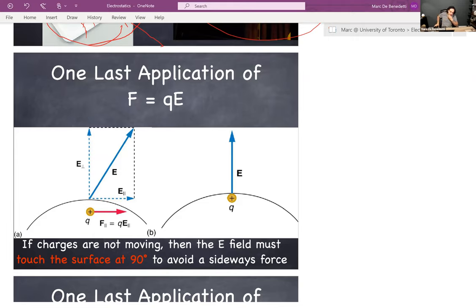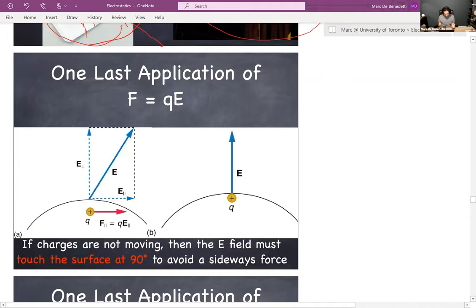Okay, one last application of the equation F equals QE. It's kind of interesting, actually. If left to my own devices, I never would have stumbled upon this discovery on my own. Since I've been told it, it makes sense to me. It's just one of those obscure facts. But the fact is that the electric field must meet the surface of a conductor at a 90 degree angle.